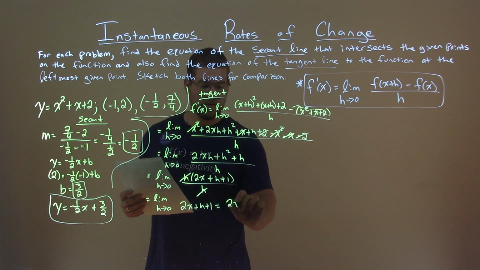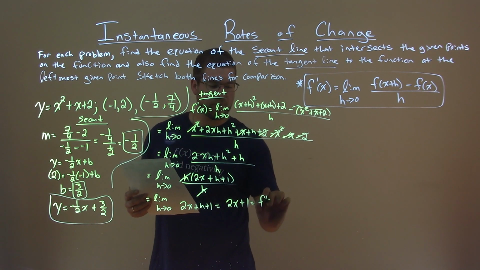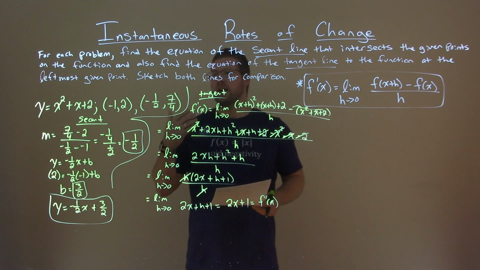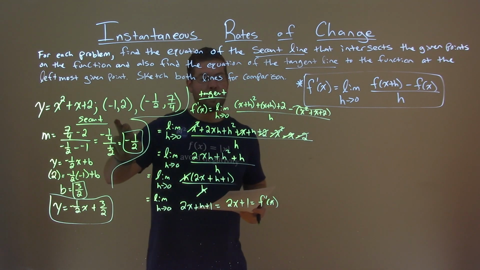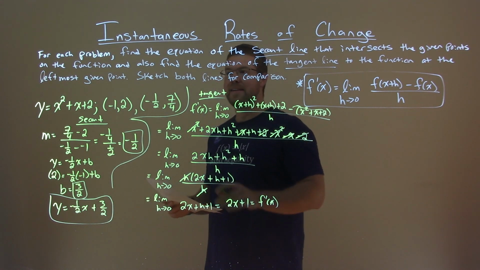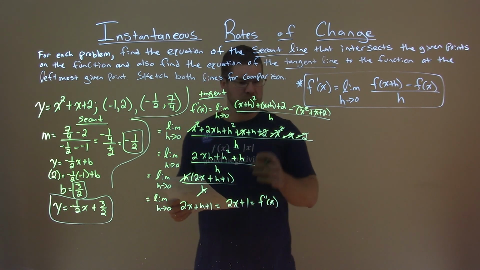We just get a 2x plus 1. And again, that's equal to our f prime of x. Now they tell us we want to find the equation of the line at the leftmost point. So that's at (-1, 2). And we want to find the slope there at the x value, -1. So that's all we care about.